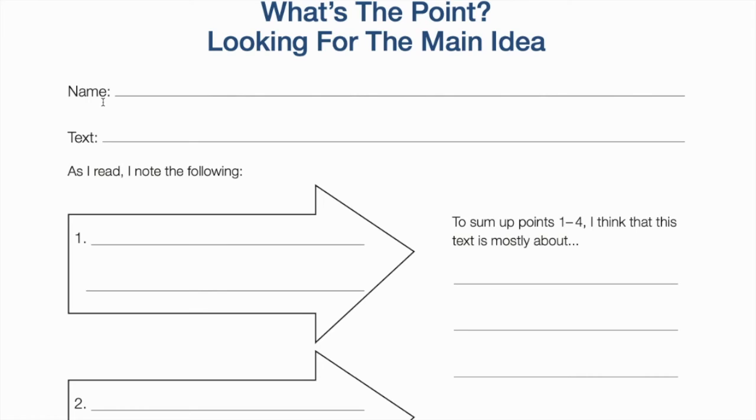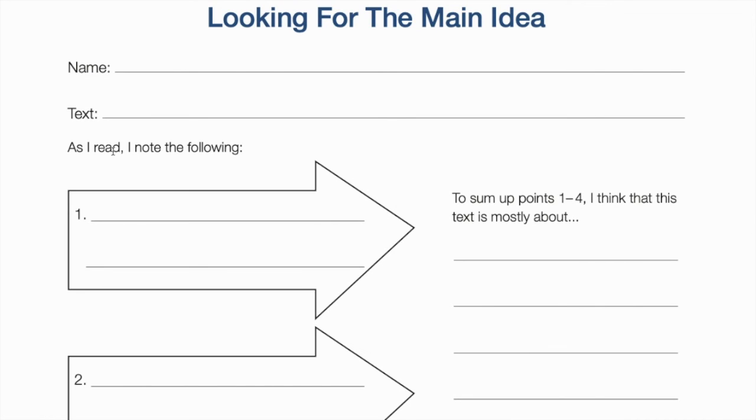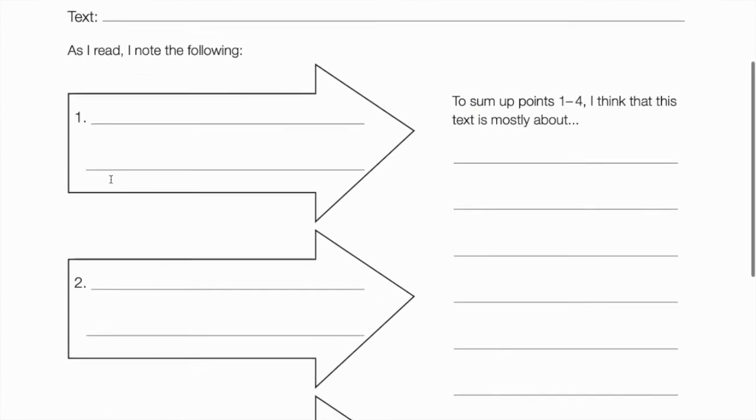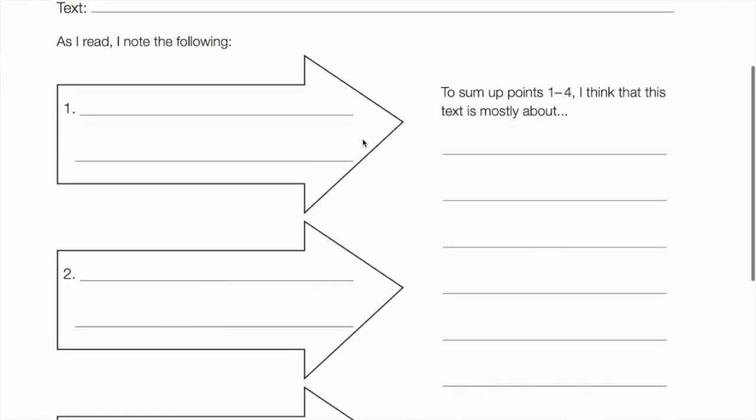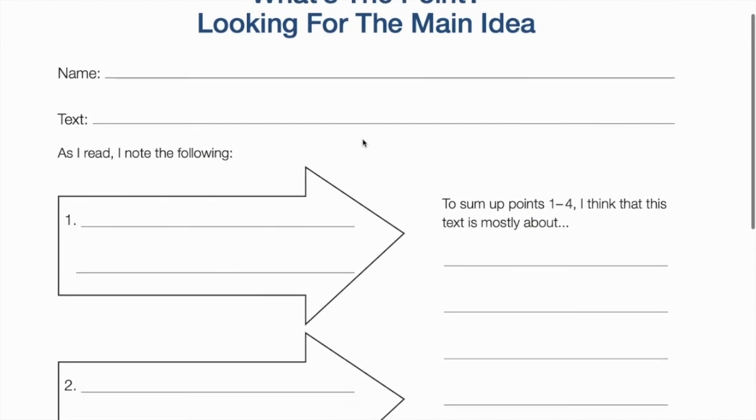As students are exploring and reading the resources, you can also show students how to use the What's the Point? Looking for the Main Idea note-taking strategy to help students process information and prepare them to answer the lesson's guiding questions. You can see that this graphic organizer and note-taking strategy prompts students to note the following as they read on the left-hand side of their notebook or on this graphic organizer. And at the end, to sum up points 1 to 4, by responding to the prompt, "I think that this text is mostly about."